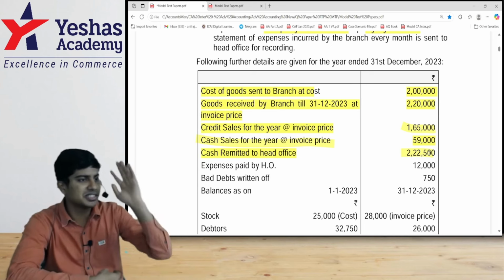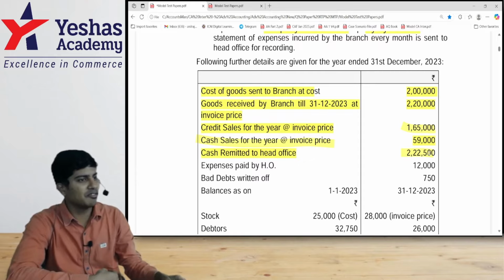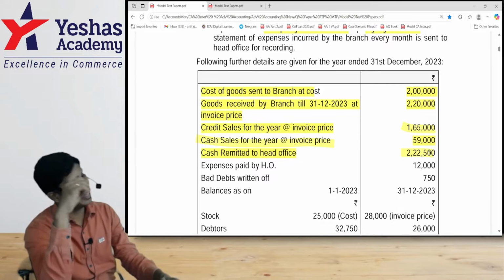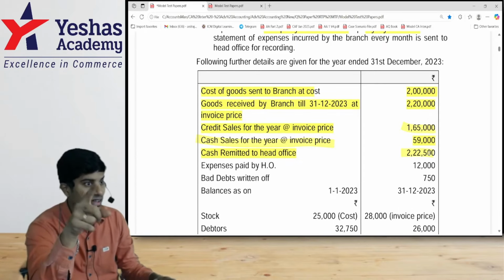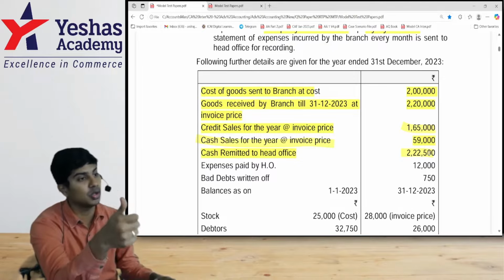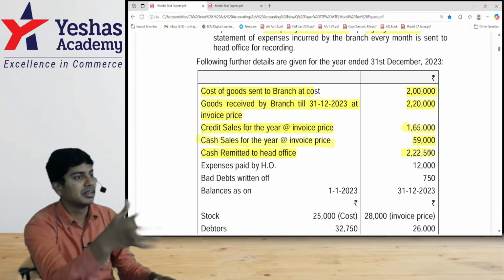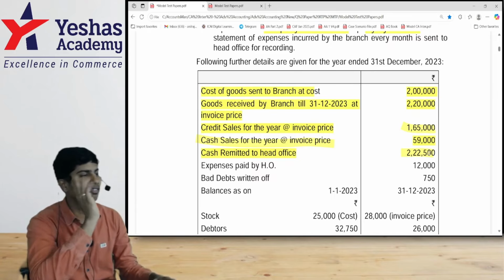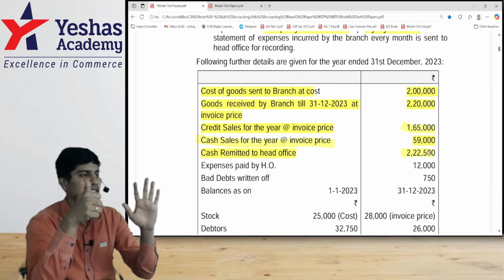That line of information is irrelevant. Expense paid by head office will be entered in head office cash account credit side and in your branch expense account debit side. Entry was branch expense account debit to head office cash. But we are not preparing branch expense ledger. Why? They have given us only 6 marks.